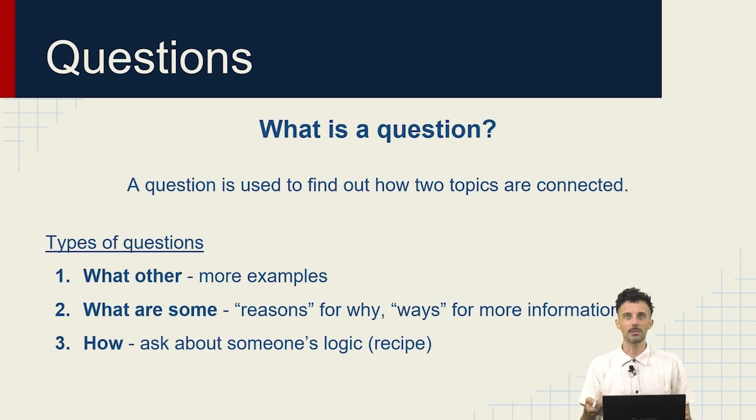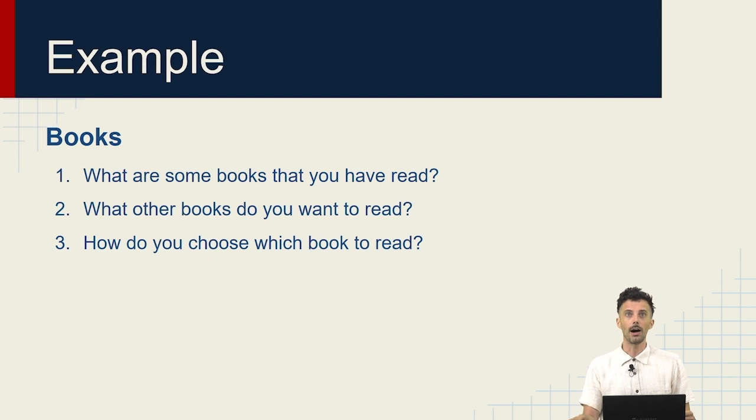So the next one, I'll give you some examples of these questions, which we'll practice a little bit later. Books are a good thing to talk to people about. So if you're doing a small talk conversation about books, you can say, what are some books that you have read? Or what other books do you want to read? Or how do you choose which book to read? These are all really good questions, and good ways of practicing follow-up questions as well.